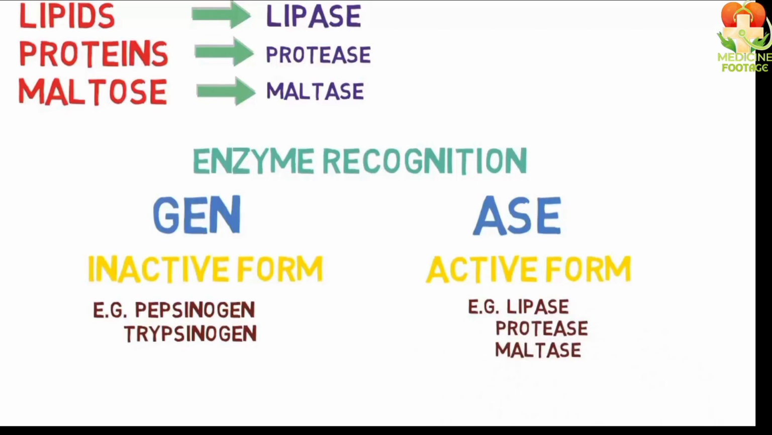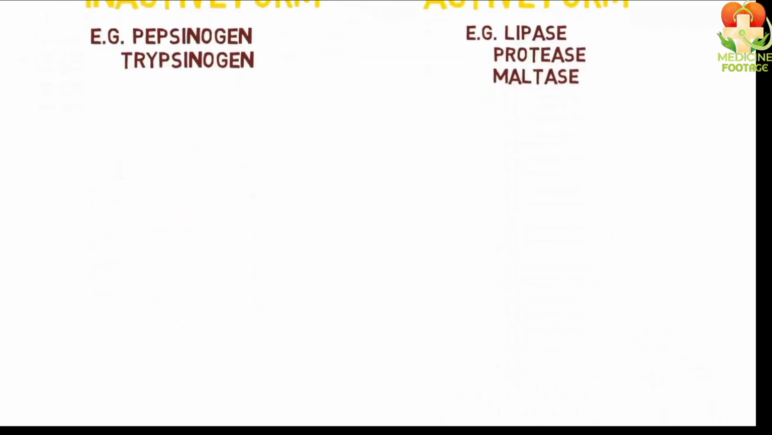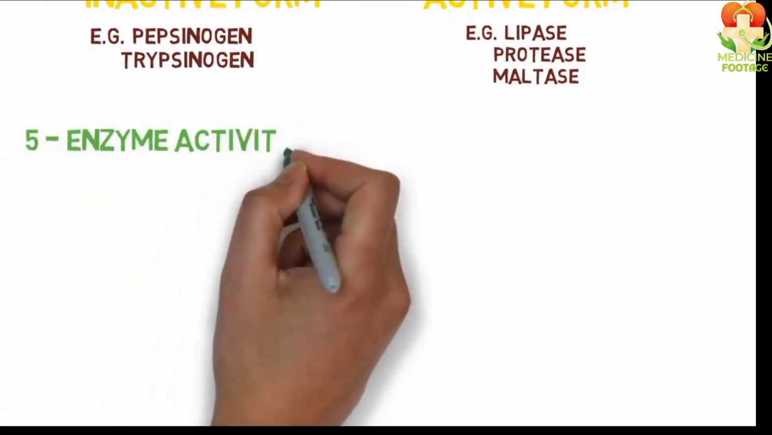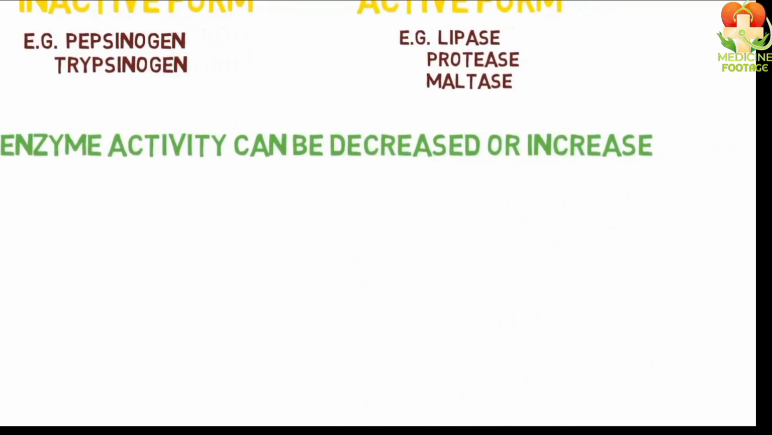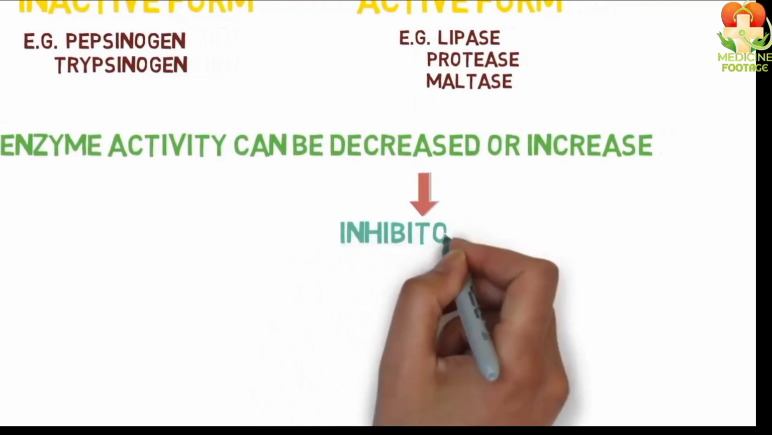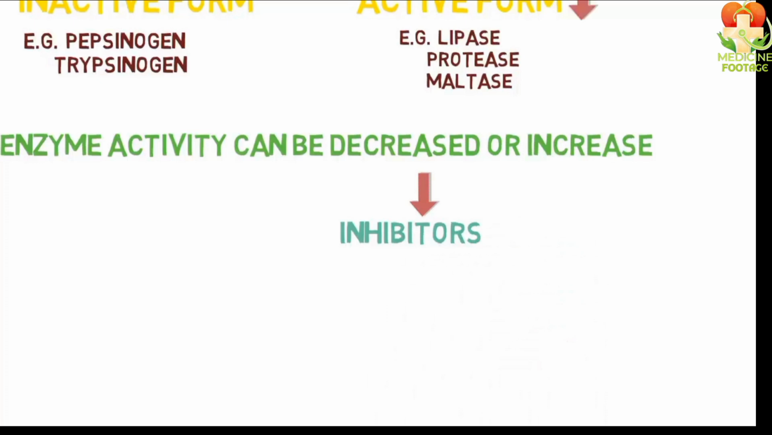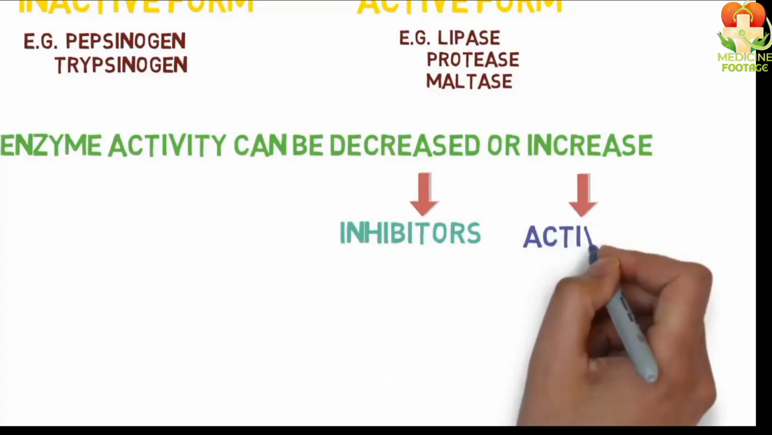Enzymes become active from their inactive forms before they start working. The sixth characteristic is that enzyme activity can be increased or decreased. Substances that decrease enzyme activity are called inhibitors, while those that increase enzyme activity are called activators.